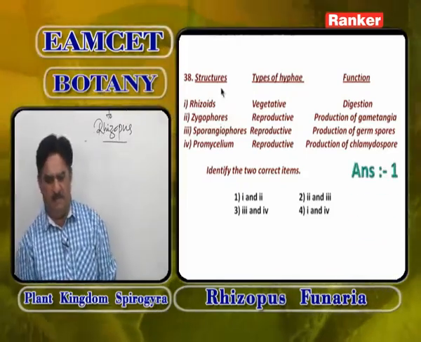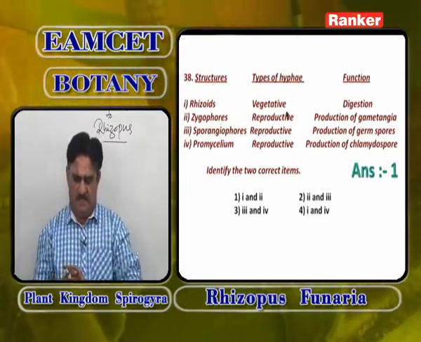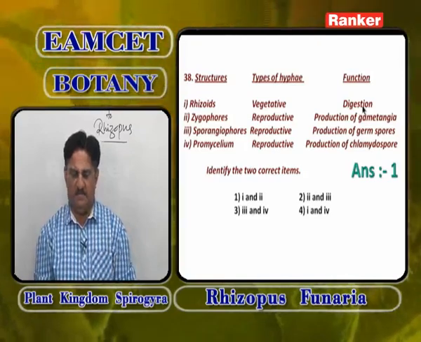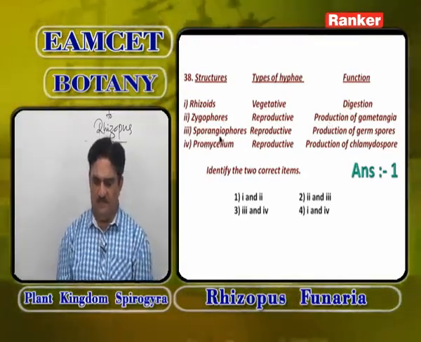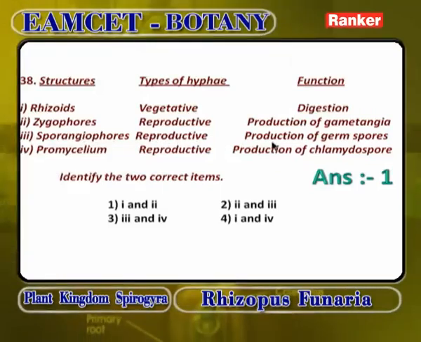This is a 3-column tabular form. Rhizoids, vegetative and digestion. Correct. Zygophores, reproductive production of gametangia. Correct. Sporangiophores, reproductive production of germ spores is wrong. Promycelium, reproductive production of chlamydospore is wrong. Promycelium produces only germ sporangium. It does not produce chlamydospore. So 1 and 2 are correct, 3 and 4 are wrong. Next.